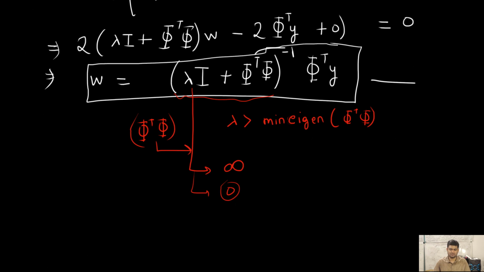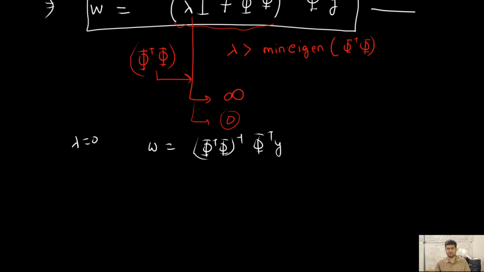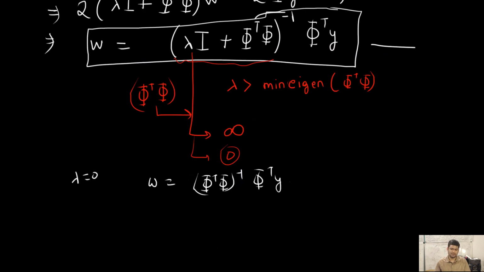So if lambda equals 0, then we obtain the solution as W equals (phi transpose phi) inverse times phi transpose times y, which is the regular solution of your least squares problem. And with lambda not equal to 0, this is a closed form solution.